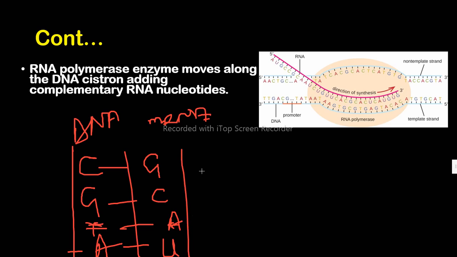And in such a complementary manner. So you can have a look at this. You see, here there was C on DNA, and we are adding G. There was A, we are adding U, C, G, A, U, T, A, and so on. And you'll be able to synthesize a strand of mRNA from the template strand of DNA.